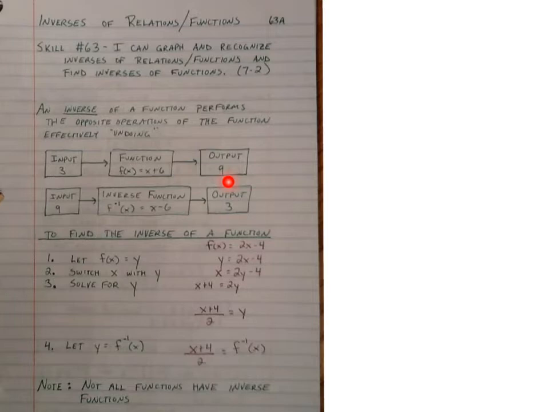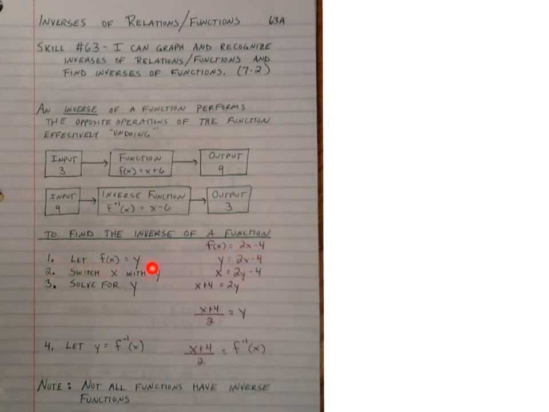Finding the inverse of a function is actually a relatively easy process most of the time, particularly on linear functions. So step 1, we have our function and we let the function be equal to y. So our f of x becomes y, and we have y equals 2x minus 4. I'm just using this function as an example.